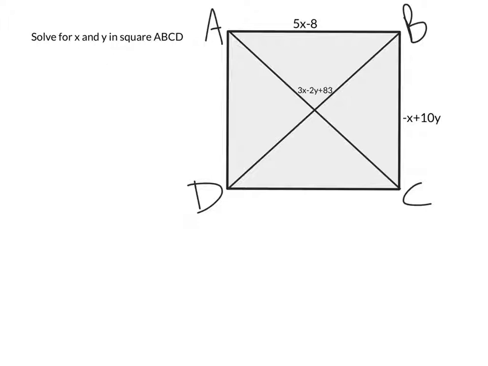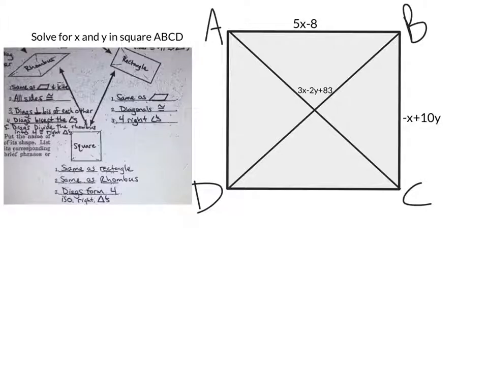Okay, so I think the first thing is let's get our square properties up here so we can double check those. All right, so I decided to put up rhombus, rectangle, and square since the square takes from those. It also takes from the parallelogram. But let's see what we've got, what we're working with here.